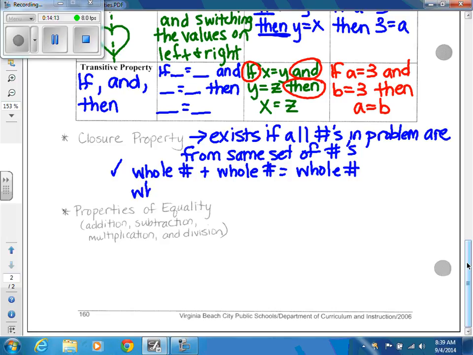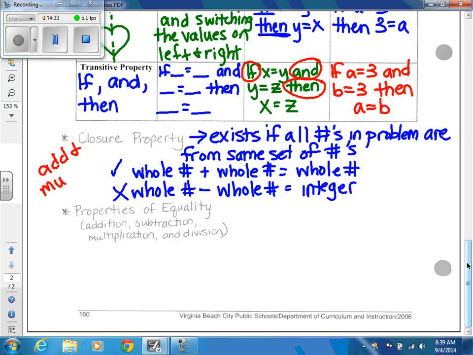If you have a whole number and you try to subtract a whole number, you don't always end up with another whole number. Sometimes you get an integer, right? So we say we end up with an integer. This is not an example of closure, so this would not work. The only 2 operations that closure actually exists in are addition and multiplication. You cannot find the closure property in any other operation.